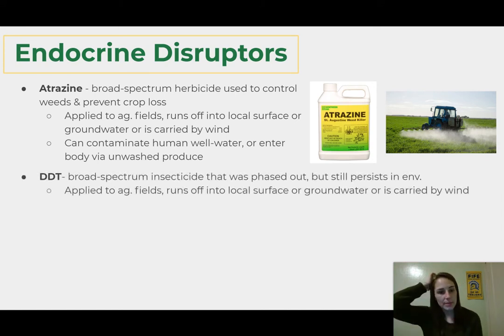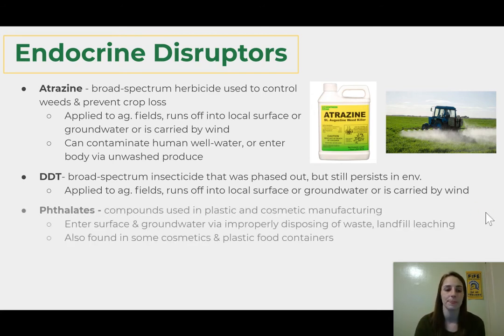Now, another example is DDT. This was a broad spectrum insecticide that was phased out because we found out it had a lot of consequences, but it still persists in the environment, even though we aren't spraying it anymore here in the United States. It was applied to agricultural fields, and again, it would run off into local surface or groundwater, or it was able to be carried by the wind.